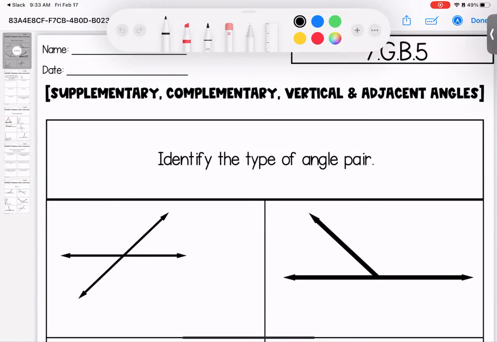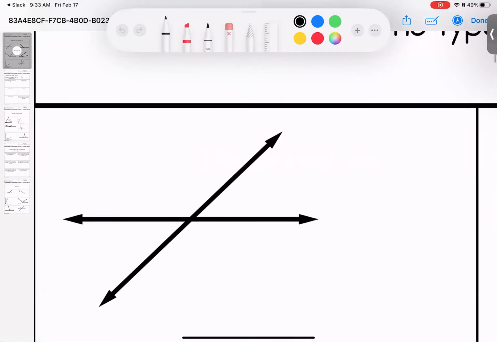Hey kiddos, welcome to this week's homework where we're starting to look at angles, specifically supplementary, complementary, vertical, and adjacent. In class, we talked about how they work together and what type of numbers they add up to.